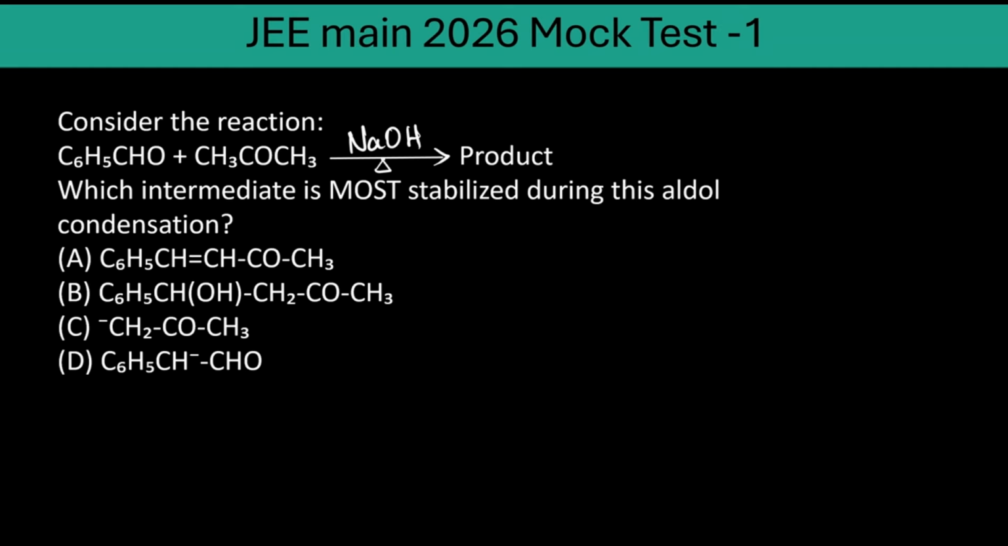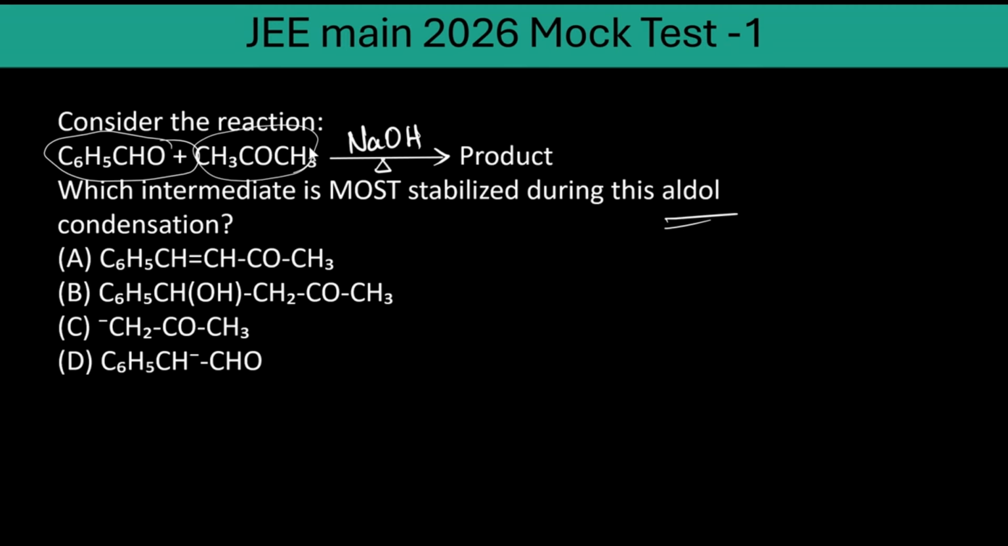Consider the reaction: benzaldehyde with acetone, NaOH and heat to give the product. Which intermediate is more stabilized during the aldol condensation? They have given that it is aldol condensation, but they are asking which intermediate is more stable. So here this is a cross aldol, right? Because I have one compound without alpha hydrogen and another compound having alpha hydrogen in it.